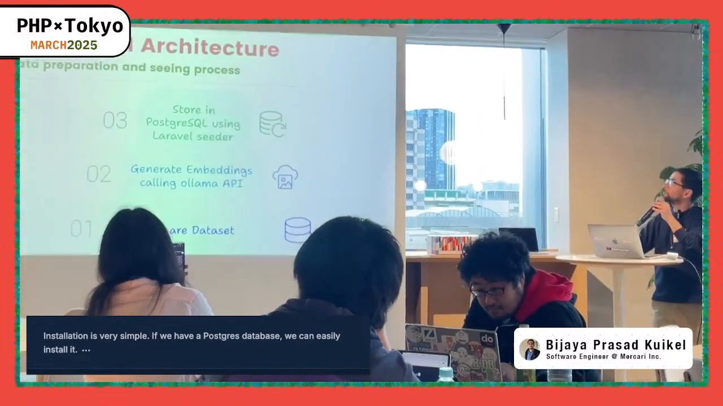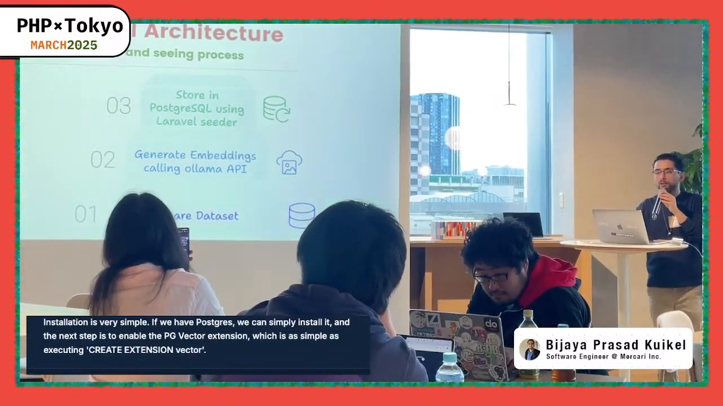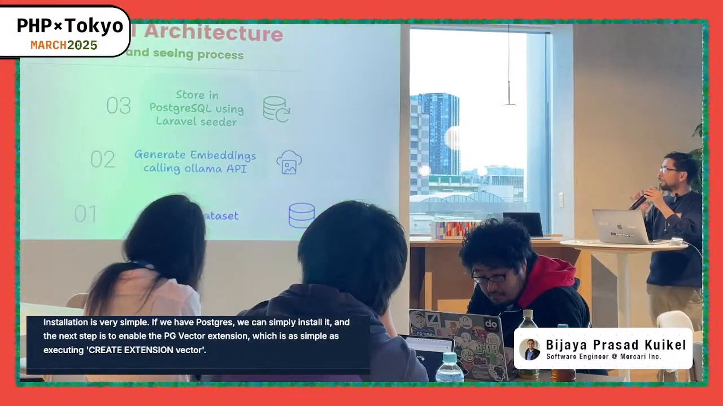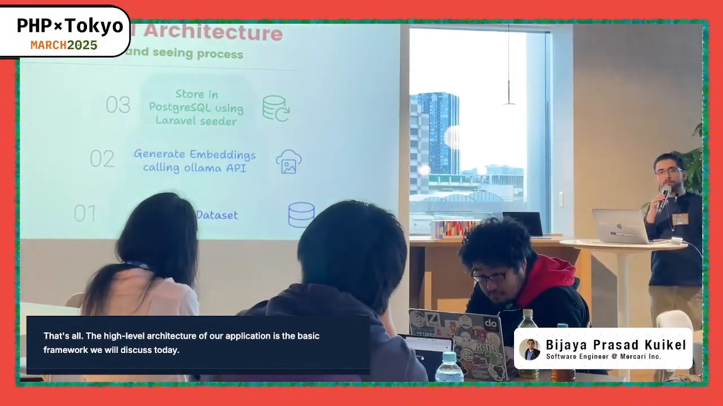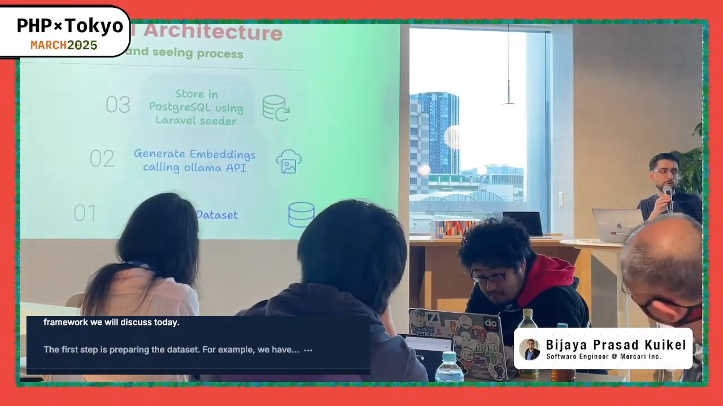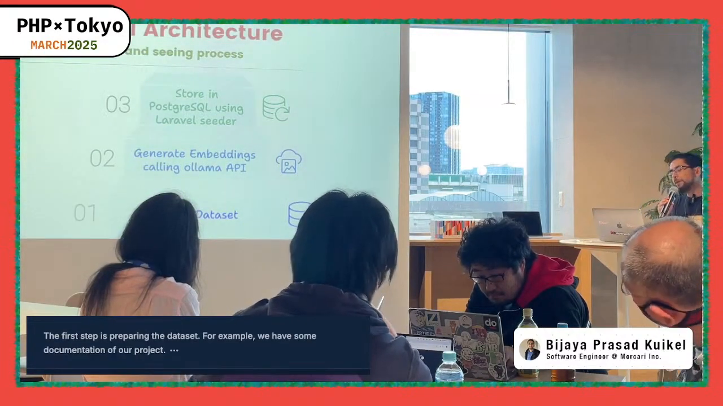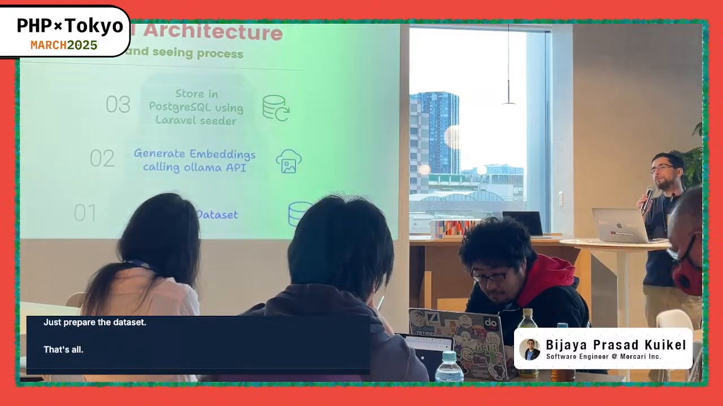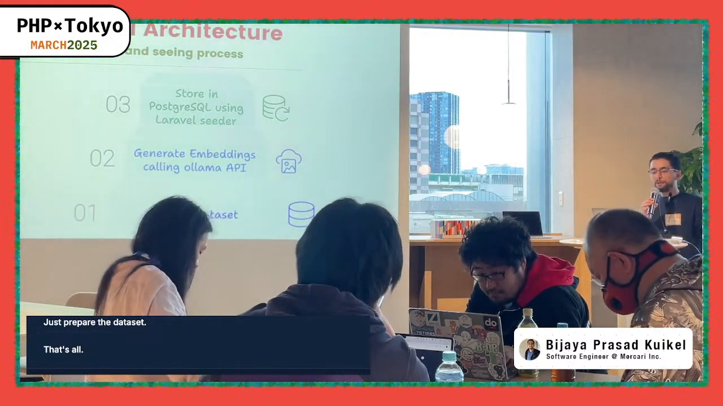So that's the high level architecture of our application, or the very basic RAG that we are going to see today. The first thing is preparation of the dataset. For example, we have some documentation of our project. It can be either a Markdown file, or maybe a text file. You just prepare the dataset. That's the very first thing. It can be anything. You can think of this as an array, or text, or anything. So the first step is to prepare the data.